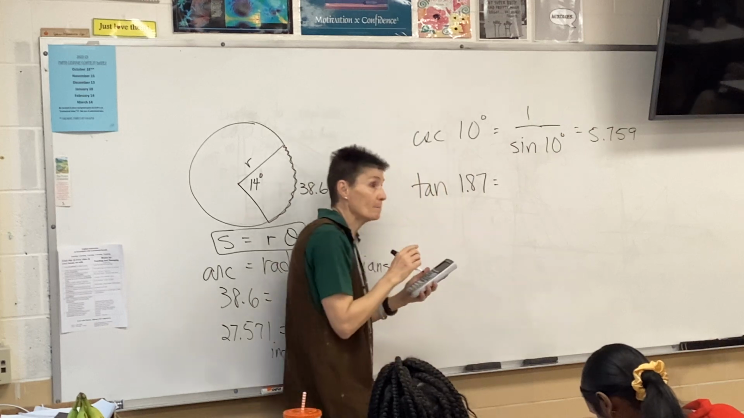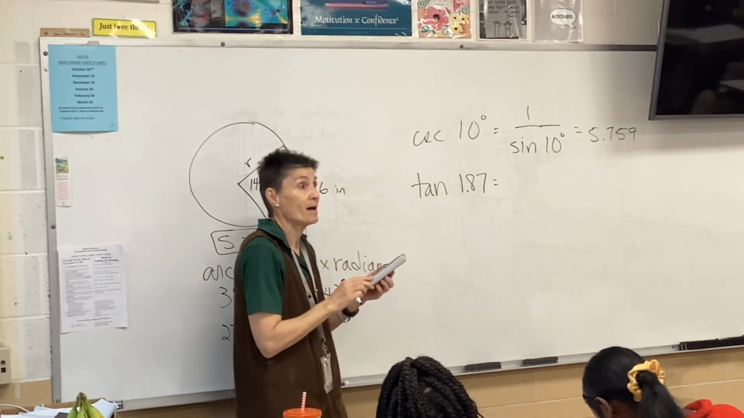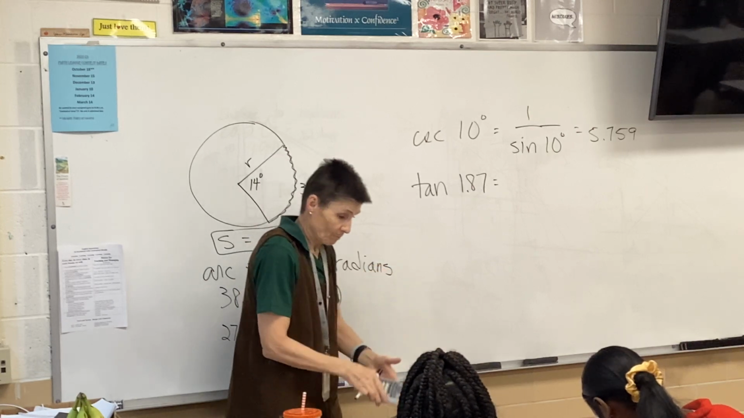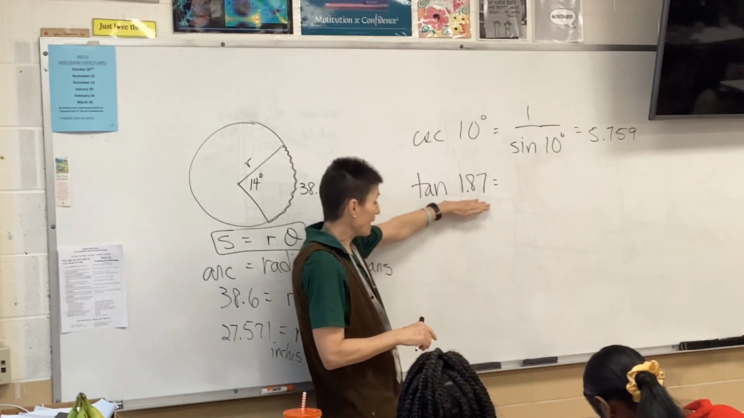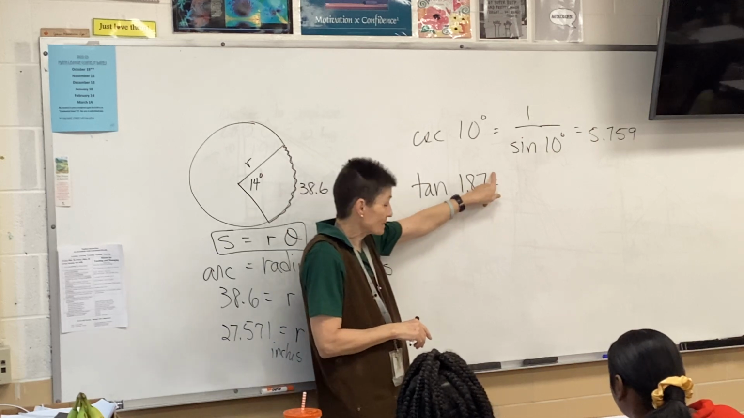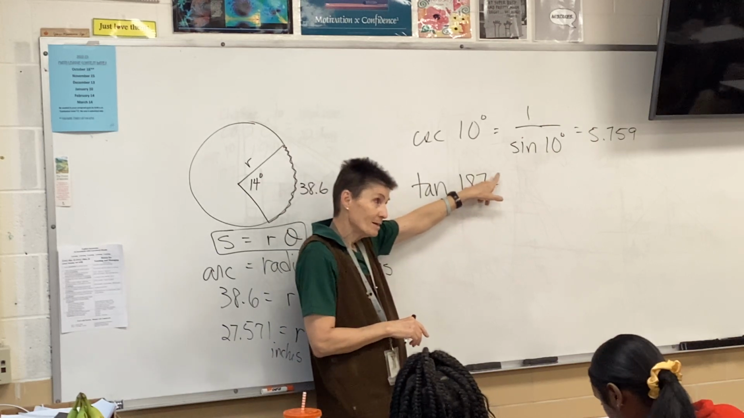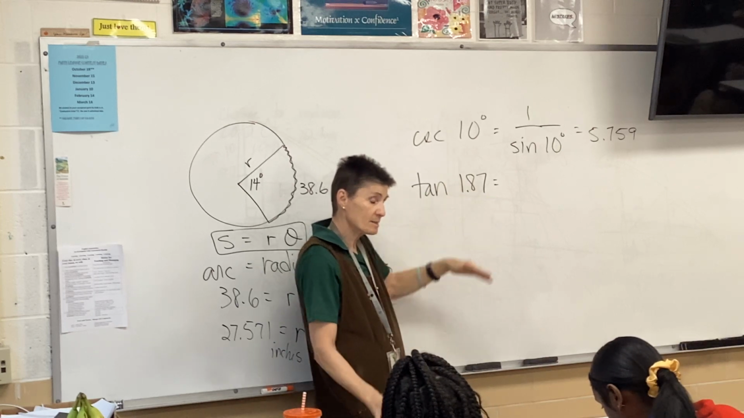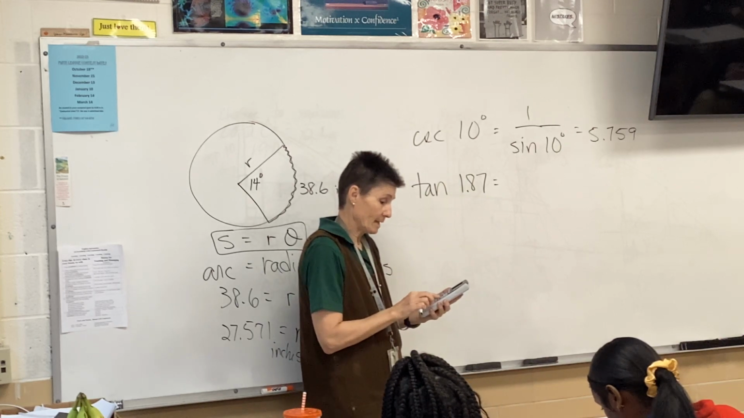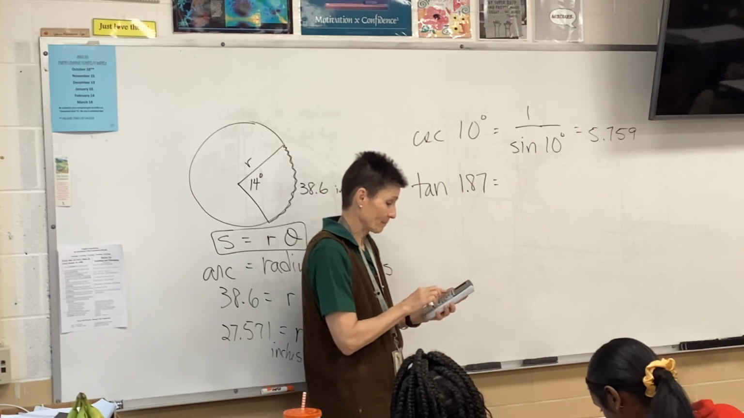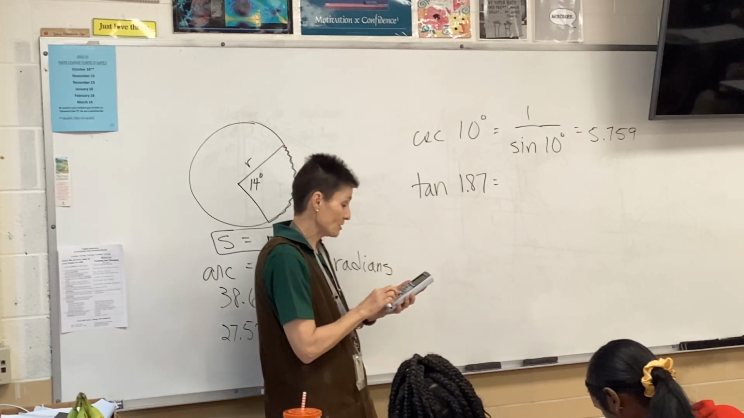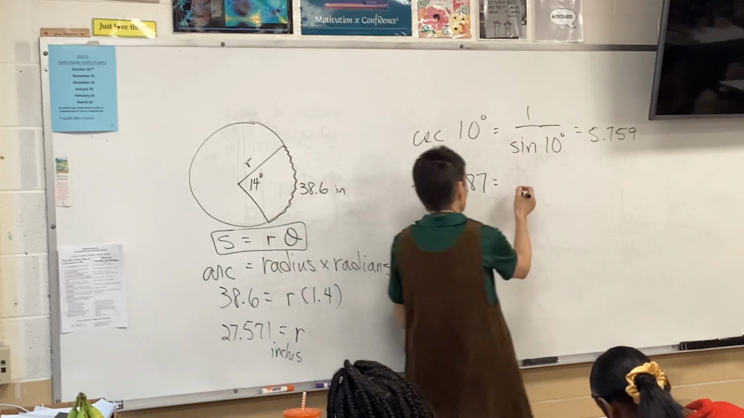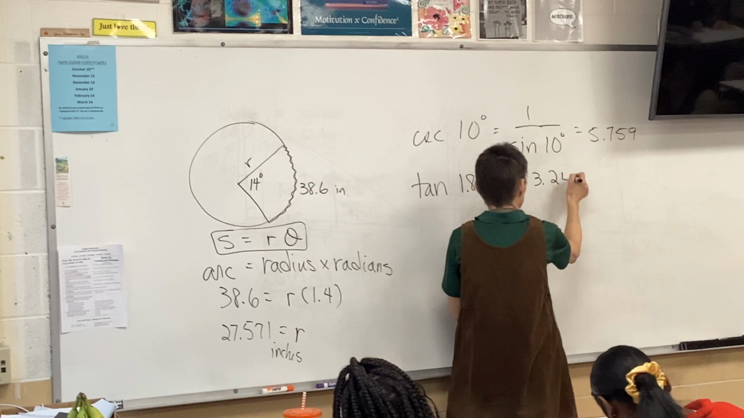Remember, these can come out negative. That one didn't, but it's possible for them to be negative, so don't panic if they are. Now, before you type this one in, see what's not there? So you're going to have to change your calculator into radians. It's a pain in the butt. So tangent 1.87. Oh, there's a negative. Negative 3.242.